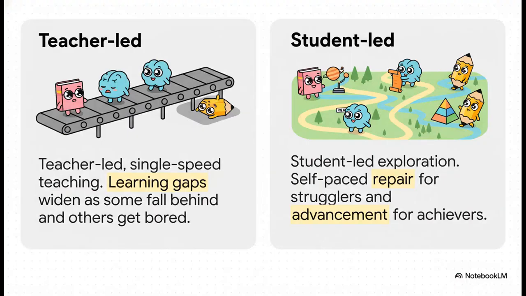So, let's break this down. On the left, you've got the classroom we probably all remember, where the single pace means some kids are totally lost while others are just bored out of their minds. But on the right, you have the curated classroom, a space that's built for active, hands-on learning, a place that allows every single student to find their own way.